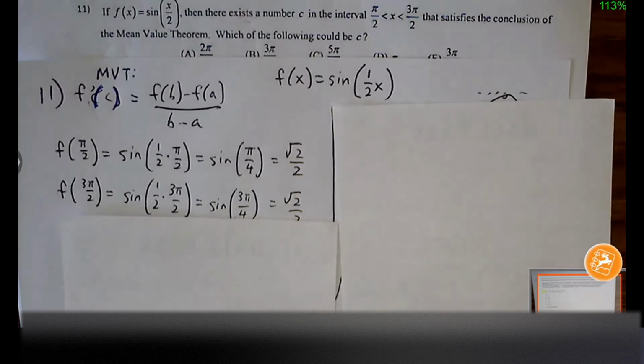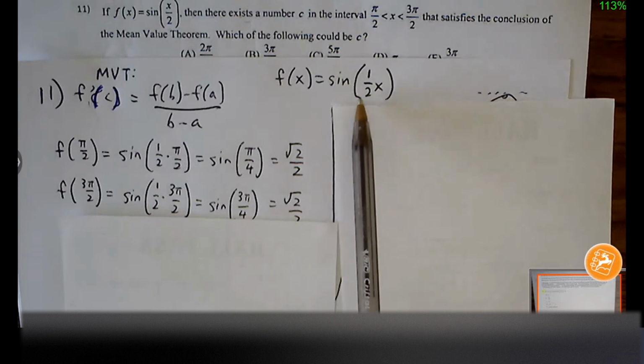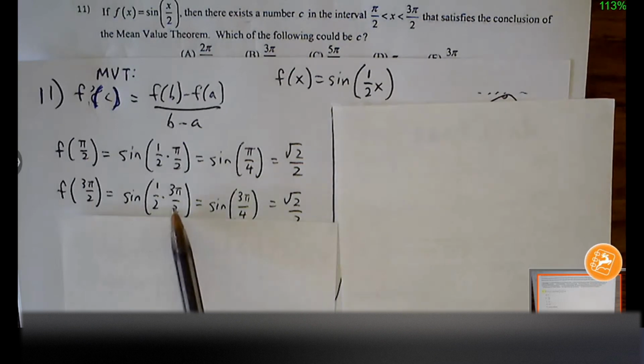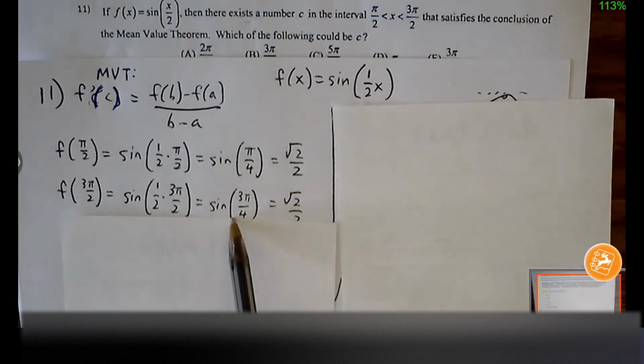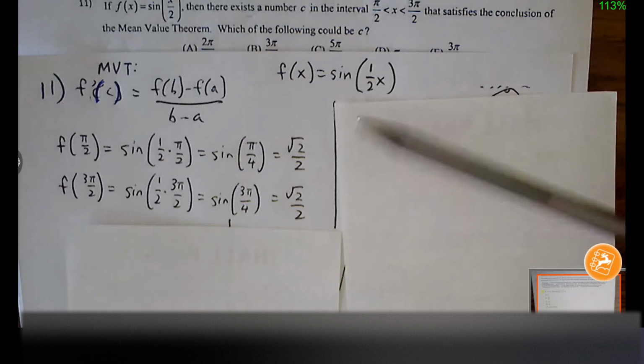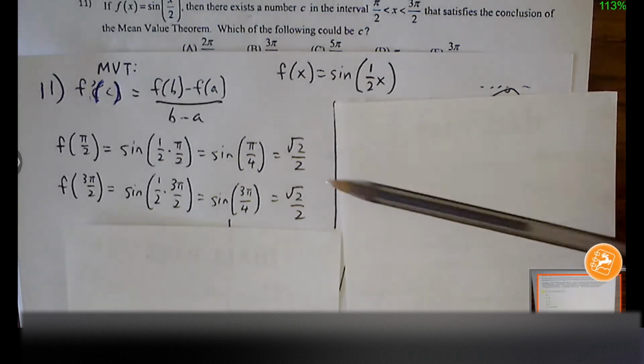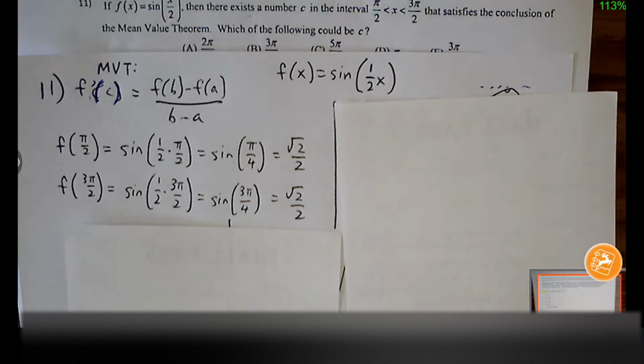I'm also going to find the ordered pair at my other endpoint, f of 3 pi over 2. So I insert 3 pi over 2 into the x of my sine function. So 1/2 times 3 pi over 2 becomes 3 pi over 4. Sine of 3 pi over 4 is also root 2 over 2. So here, the y values are the same. What does that remind you of? This is mean value theorem, but it's also what? Is it Rolle's theorem? Also Rolle's theorem.